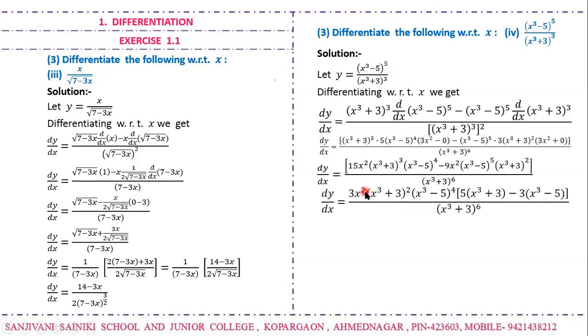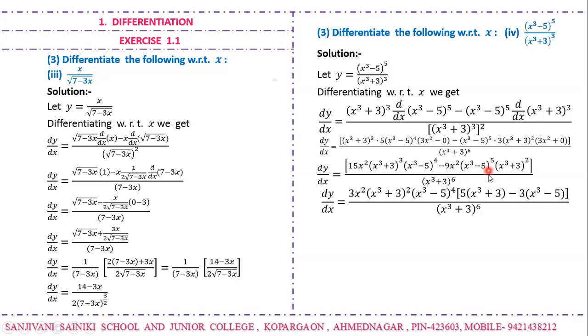Now what terms can we take outside? Here we can take 3x² from the first term and 3x² from the second term. Then here (x³ + 3)³, and here (x³ + 3)², so we can take the square bracket outside, and (x³ − 5)⁴ and (x³ − 5)⁵. So from these two terms, (x³ − 5)⁴ we can take outside. So what remains? 5 times (x³ + 3) minus 3 times (x³ − 5).